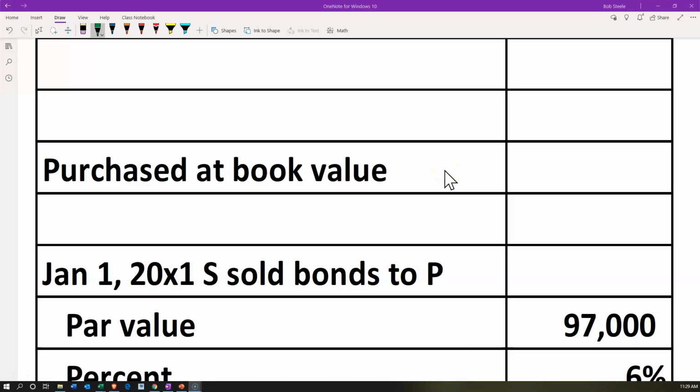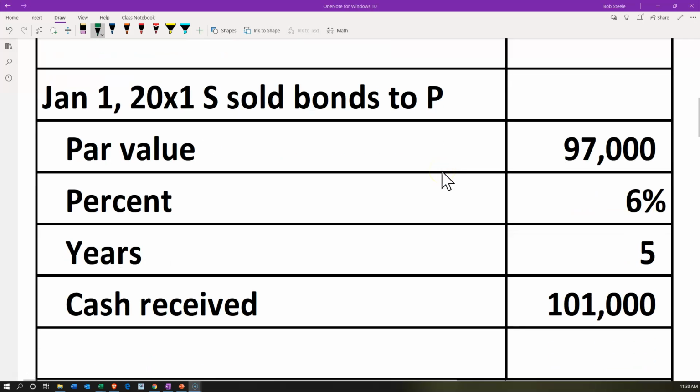The book value and fair value of the assets and liabilities at the point of purchase in 20X1 were the same. No differential, so that we can concentrate on the new thing happening, that being the bonds that were sold. We could think of them kind of like intercompany bonds. We're going to have to eliminate the transaction that happened on January 1st, 20X1.